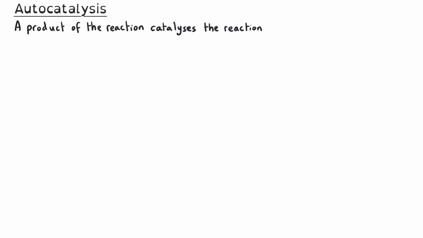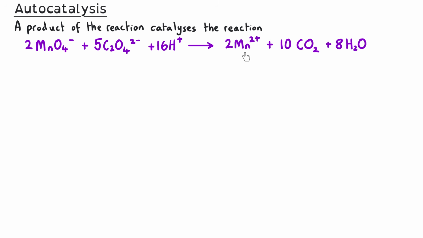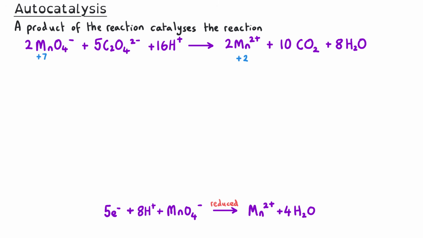Autocatalysis is where a product of the reaction catalyzes the reaction itself. The main example that you need to know about is when manganate 7 ions react with ethane dioate ions in acidic conditions to produce manganese 2+ ions, carbon dioxide, and water. This is a redox reaction because the manganese in the reactants has an oxidation state of +7 and in the products it is +2, showing that it has been reduced by accepting 5 electrons.